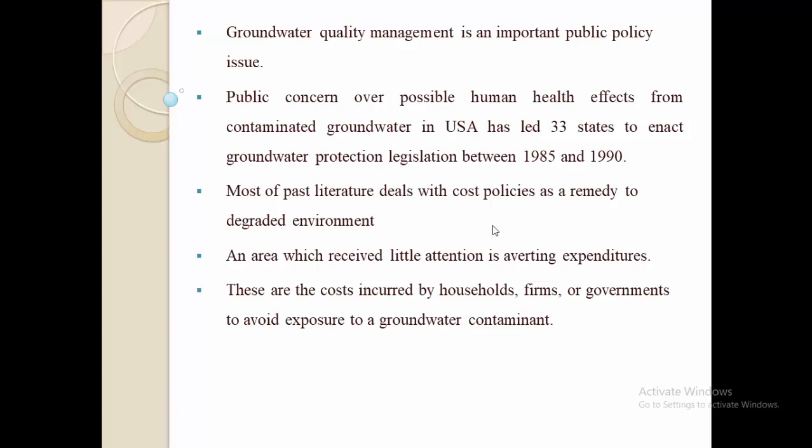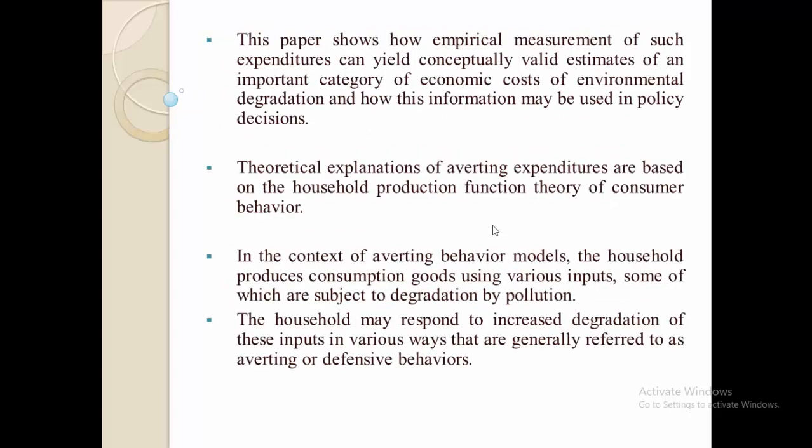These averting expenditures are actually the costs incurred by households, by firms, or by government to avoid exposure to the groundwater contaminant. This paper shows how empirical measurement of such expenditures can yield conceptually valid estimates of an important category of economic costs of environmental degradation, and how this information can be used in policy decisions.